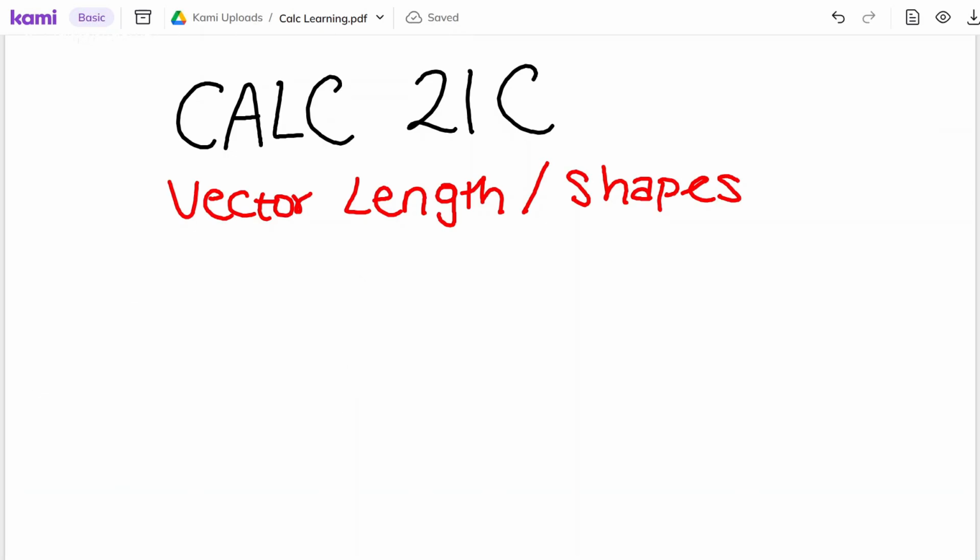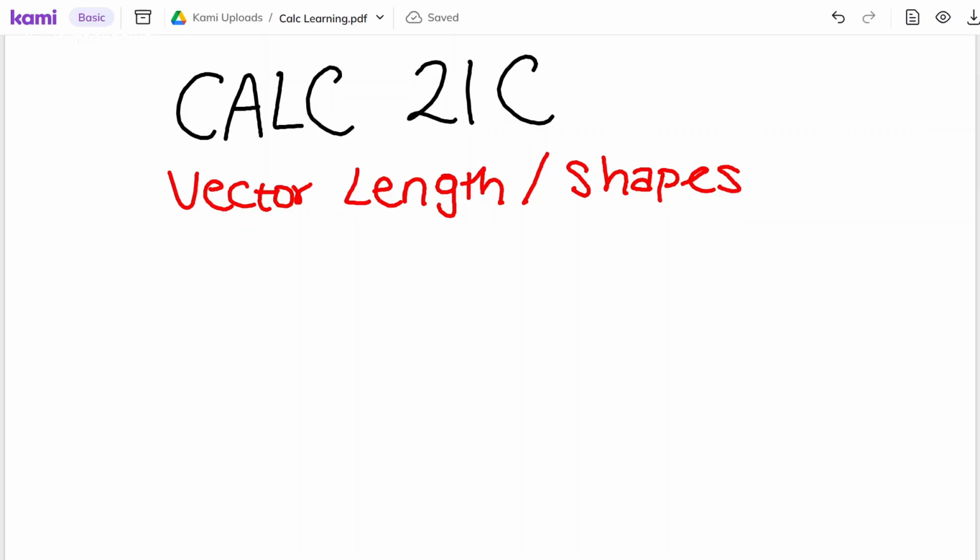Hi, welcome back to another Calc 21C vector video. This video is going to be talking about vector length. It's easy to calculate the length of a vector. But before that, I'm going to show different shapes that I didn't really show in the last video about stuff in 3D.